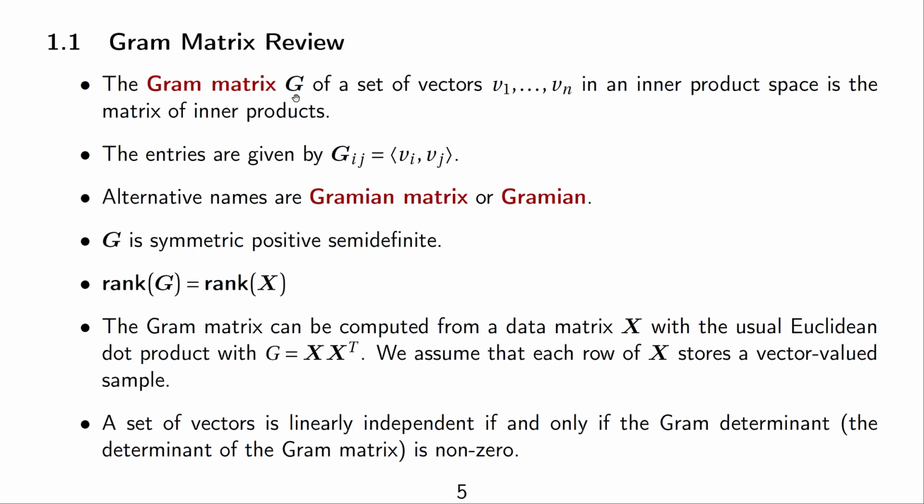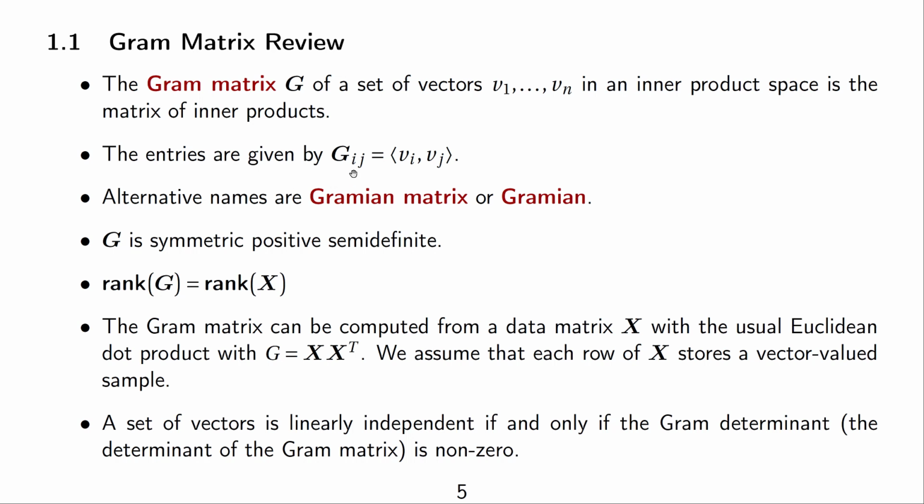The gram matrix G of a set of vectors V1 to Vn in an inner product space is the matrix of inner products. That means we take each pair of vectors and we form the inner product. Since there are n vectors, we have n times n possibilities to compute an inner product. However, there's some symmetry, so the gram matrix will obviously be symmetric.